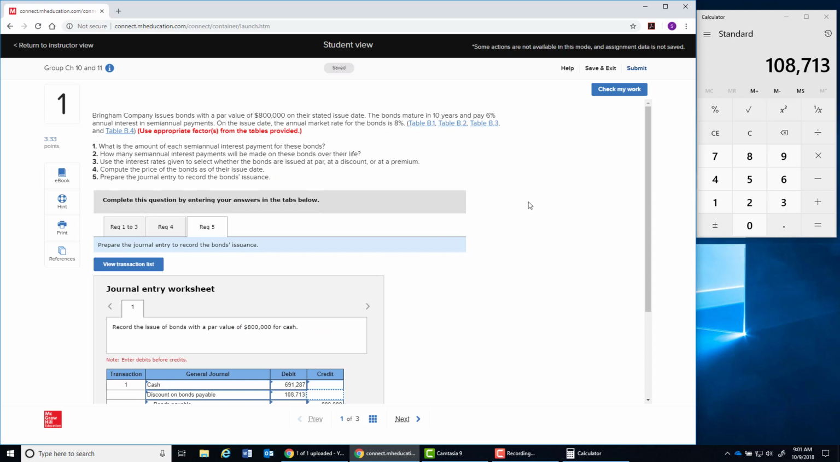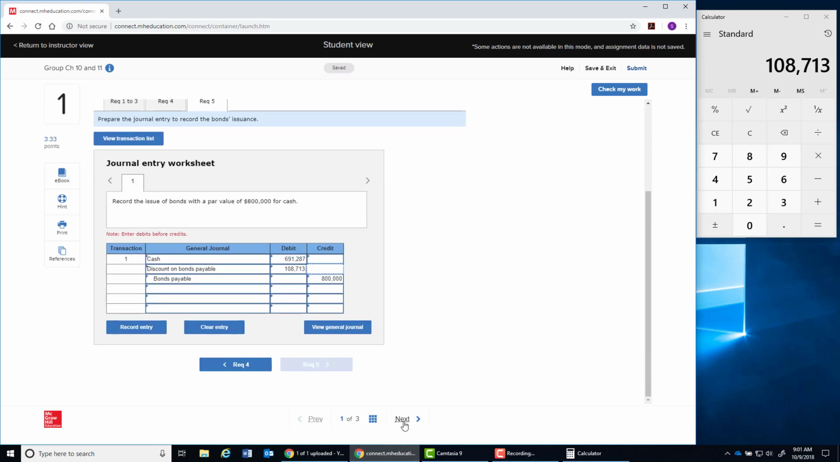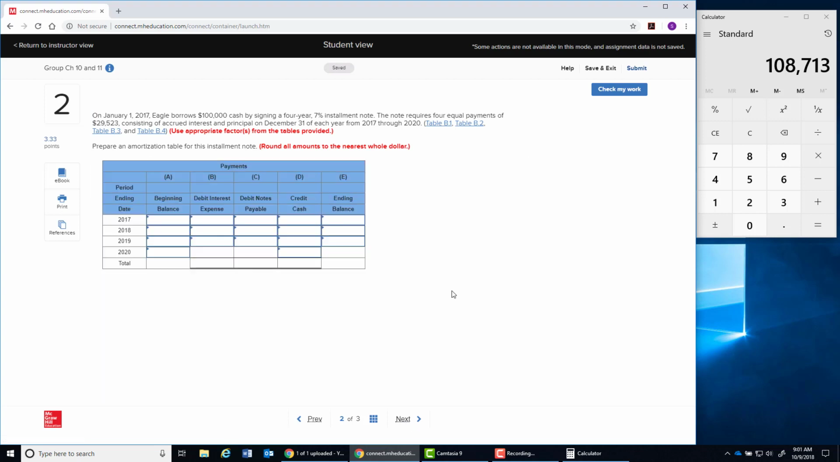We're done with all our requirements on this problem. So we hit next. And we've got a whole new problem. This is January 1. Eagle borrows $100,000 cash by signing a 4-year 7% installment note. Note requires 4 equal payments of $29,523 consisting of accrued interest and principal on December 31 of each year from 2017 through 2020. This is an installment note. We're making the same payment every single time, right? We're going to make that same payment, but it's going to be a portion of principal and interest.